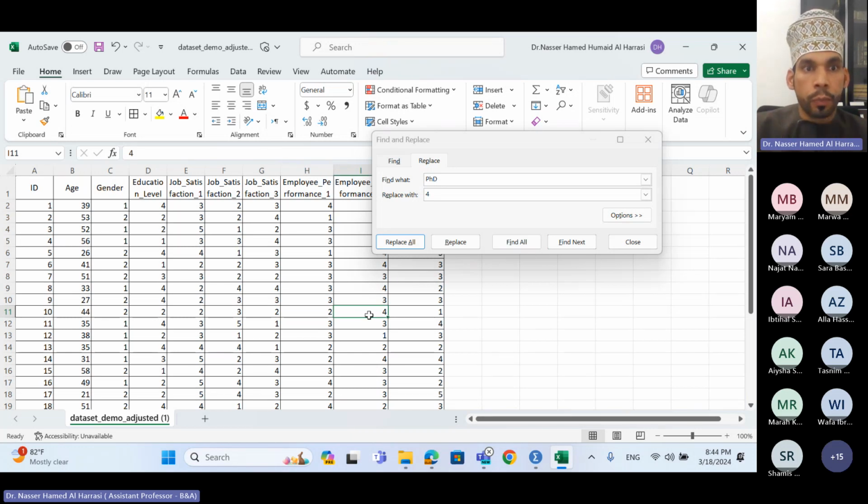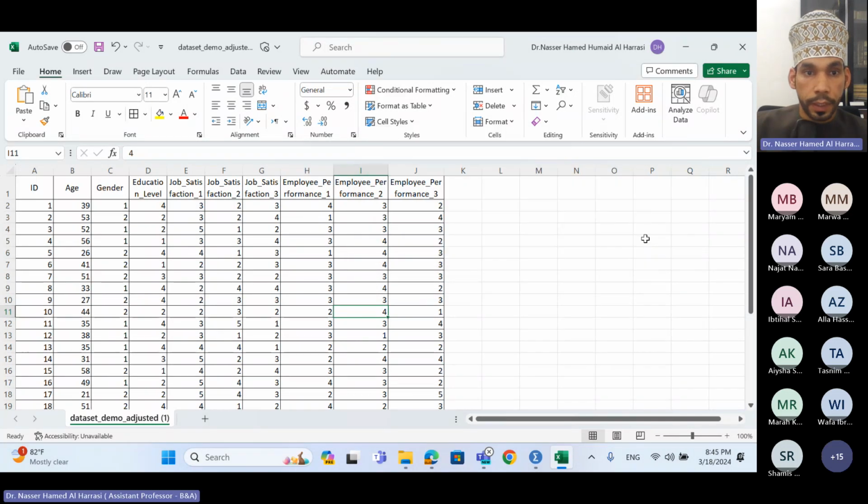So the first step, we need to transform the words in our data sets, because from the form, Google Form, we are going to download it as an Excel sheet only. We cannot convert it into SPSS directly. So we have to change this manually before using SPSS. Is that clear? Yes, clear.